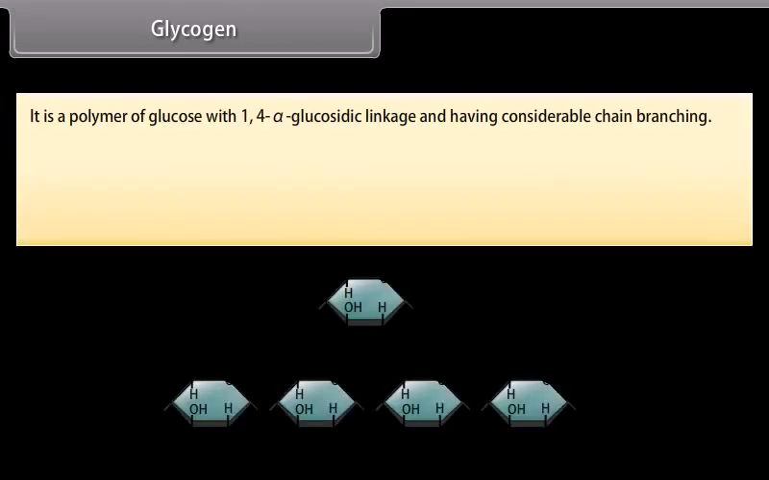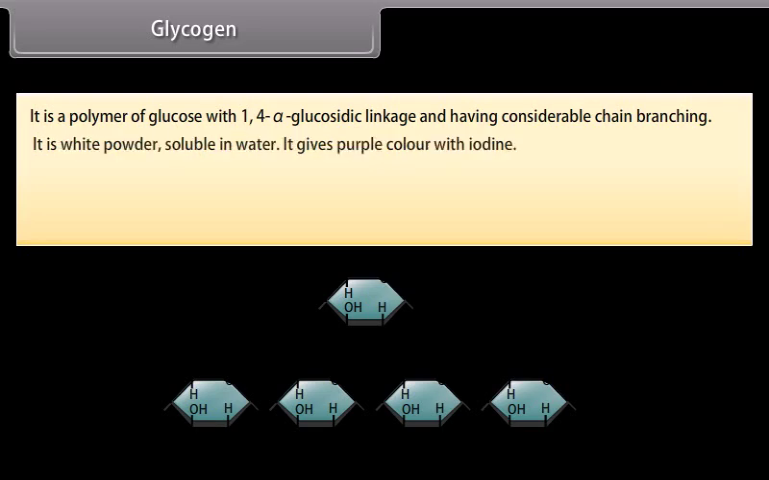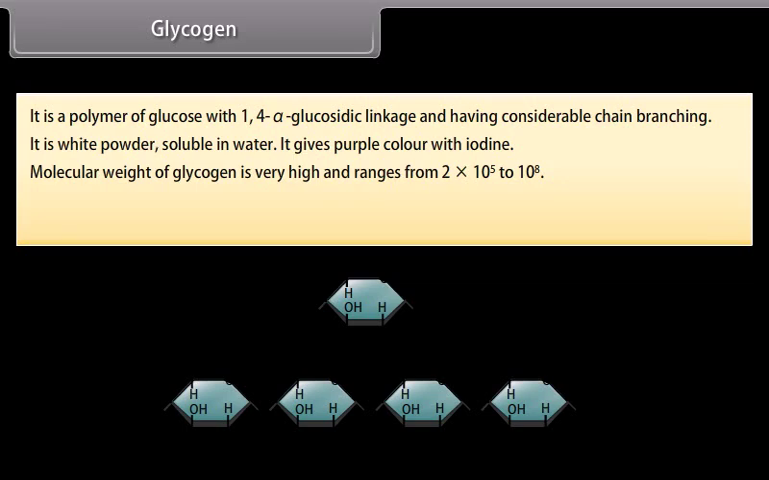It is a polymer of glucose with 1,4 alpha-glucosidic linkage and having considerable chain branching. It is a white powder, soluble in water. It gives a purple color with iodine. The molecular weight of glycogen is very high and ranges from 2 × 10^5 to 10^8.